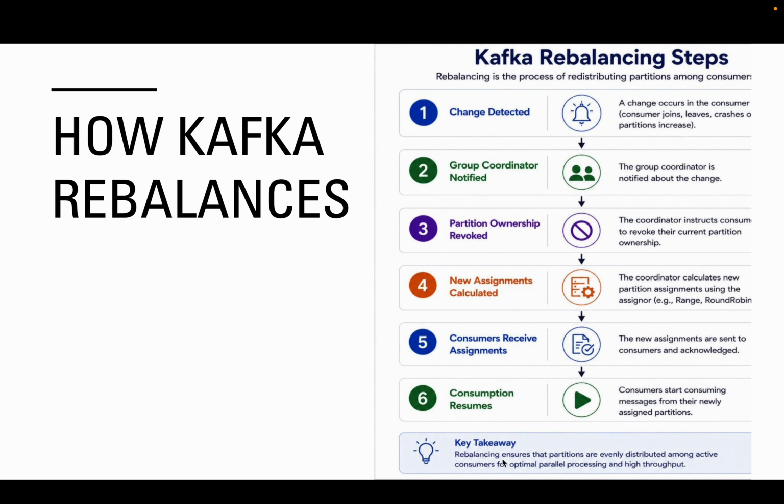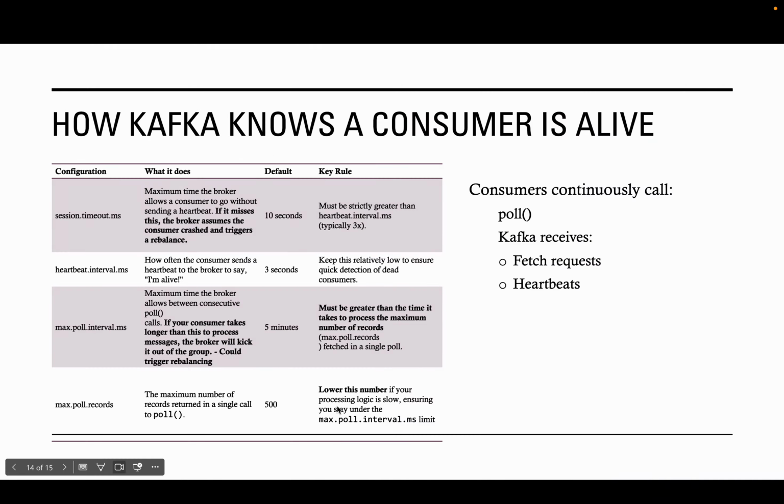Now, key takeaway: rebalancing ensures that partitions are evenly distributed among active consumers for optimal parallel processing and high throughput. That is why rebalancing is taking place, as we saw. Now there are a few configs which will tell the Kafka broker the state of the consumer.